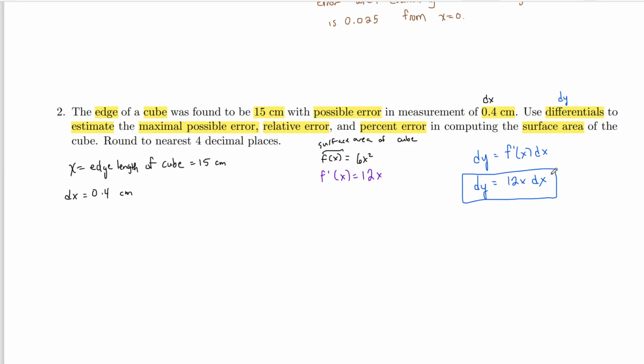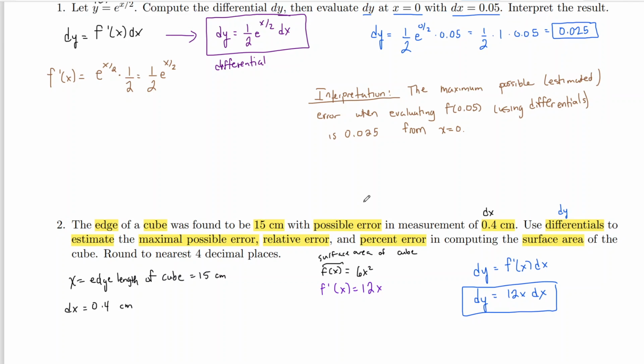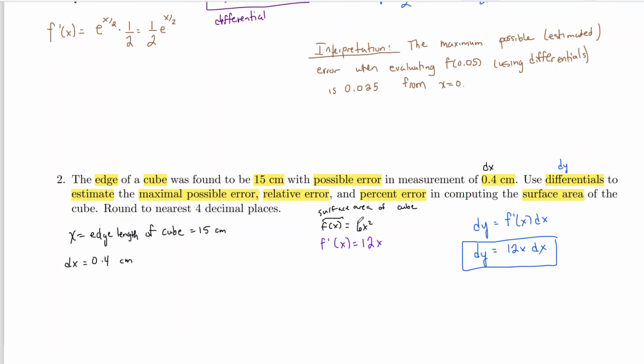All right. And I'm just trying to draw parallels to the above problem we did. We have our formula for dy. We want to estimate the maximum possible error. Remember, that's exactly what dy gives you. If we plug in our x is 15 and our dx is 0.4, we will get the maximum possible error. And that's what we want to start with.